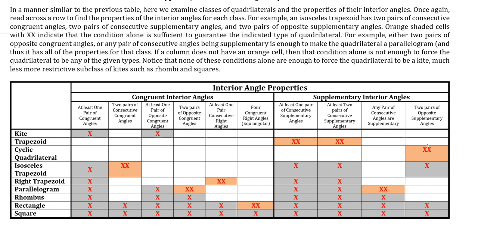If you have two pair of opposite supplementary angles, actually if you have one pair of opposite supplementary angles, you get two pair of opposite supplementary angles as well. All right, so that makes it a cyclic quadrilateral. And once again, if it's one of these with the double X and the different shaded background here, that's enough to make it the type that's over here.